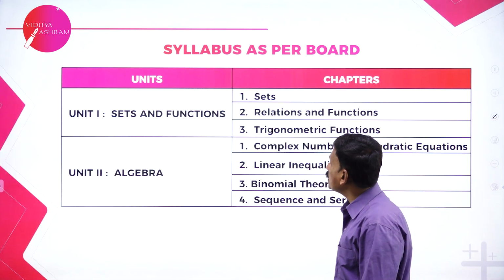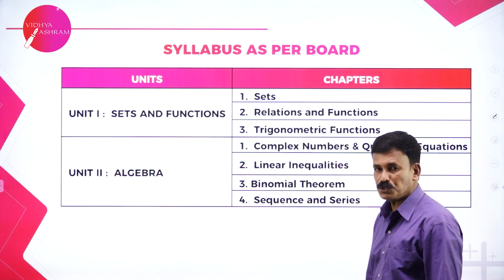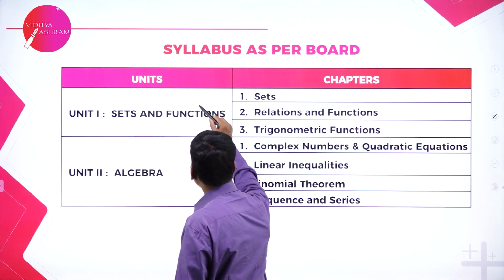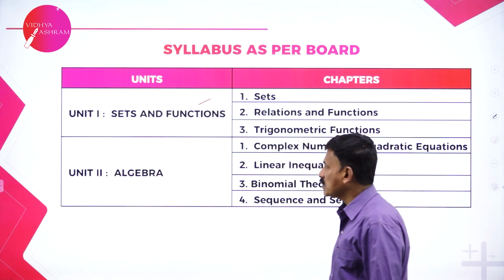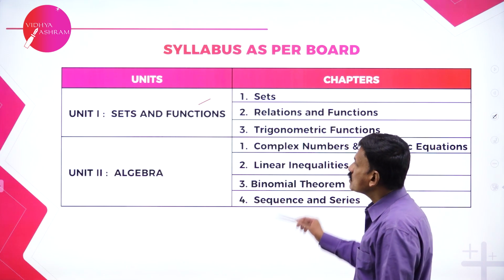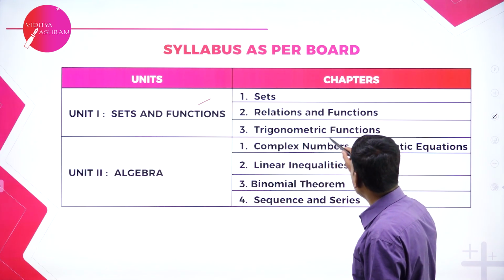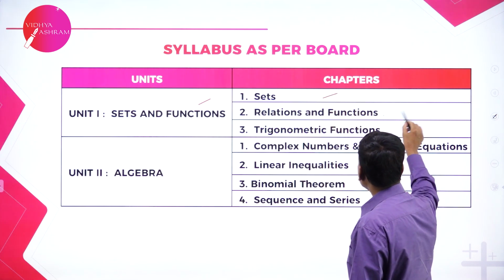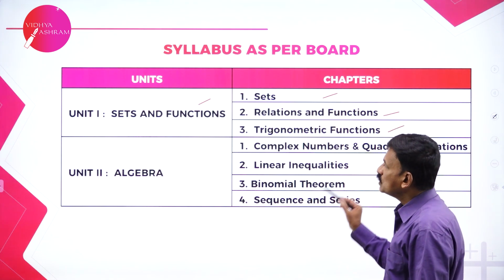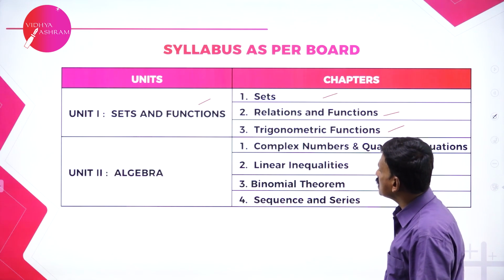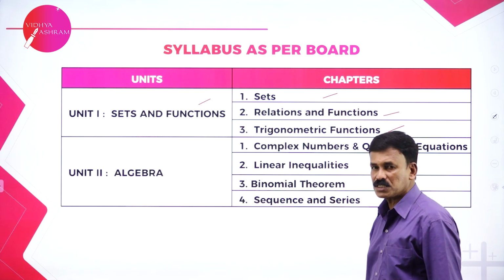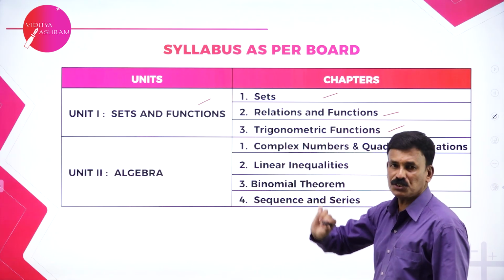Now let us know the detailed syllabus as per the PU board. There are 5 units. In the first unit, we are going to study sets and functions. In the first unit we have 3 chapters: sets, relations and functions, and trigonometric functions. So trigonometry also comes under unit 1.